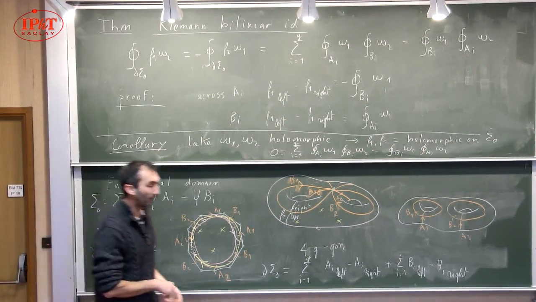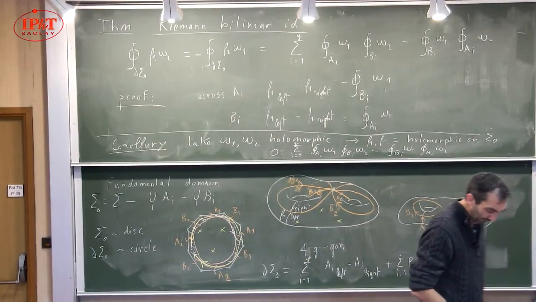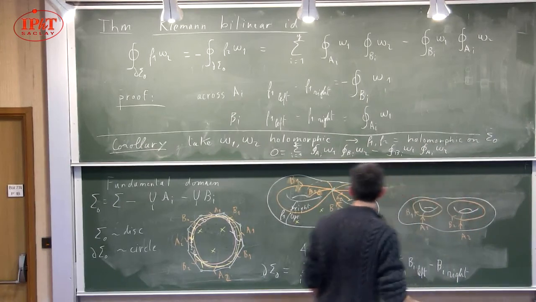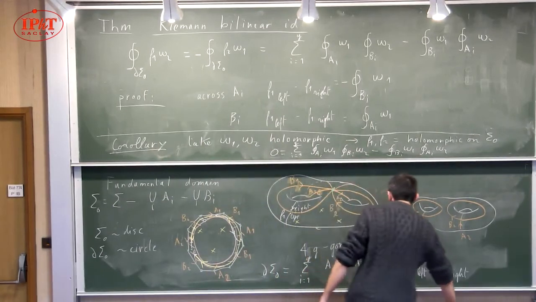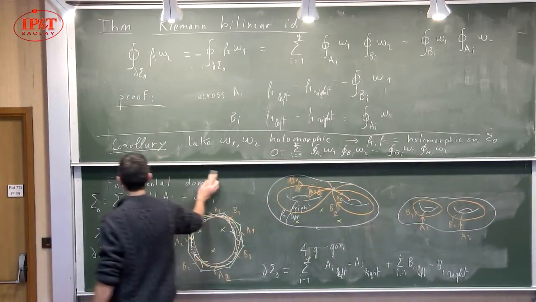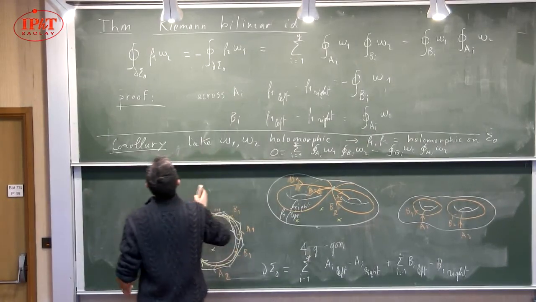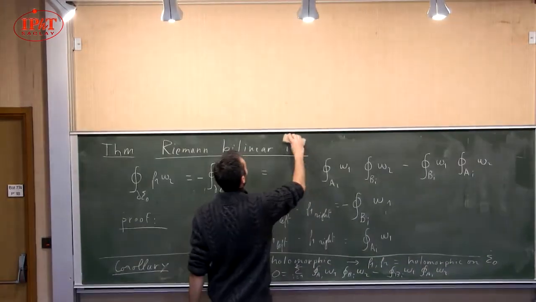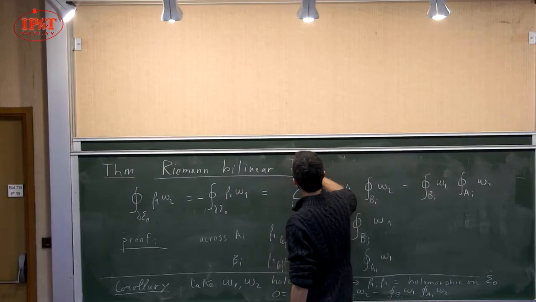But that's not the most useful one we shall use now. In fact, I shall use that again later. But there is another thing, which is the Riemann bilinear inequality. So now I take the Riemann bilinear inequality.